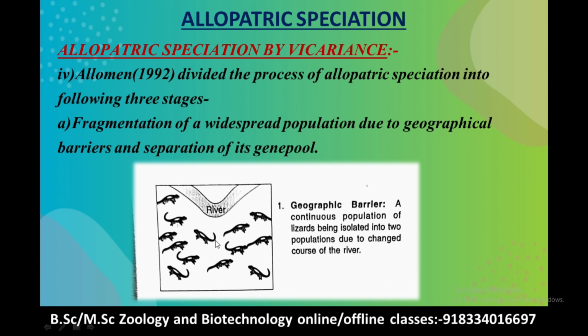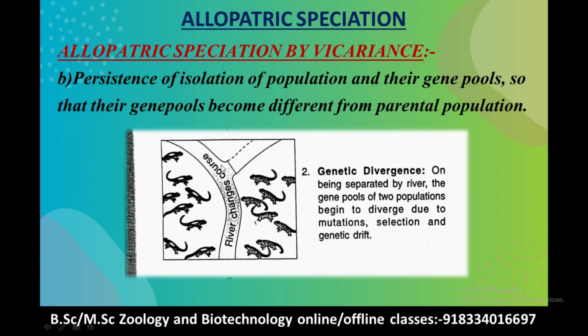Here are some lizards and this is a river that is flowing. A continuous population of lizards is isolated into two populations due to the change of course of the river. You can see that the river is going in this direction, but in the next picture the river has changed the course of its flow and isolated these lizards from each other. The river is flowing in between them, so they are prevented from mating with each other, right friends?